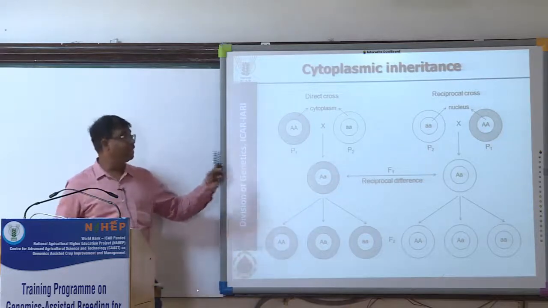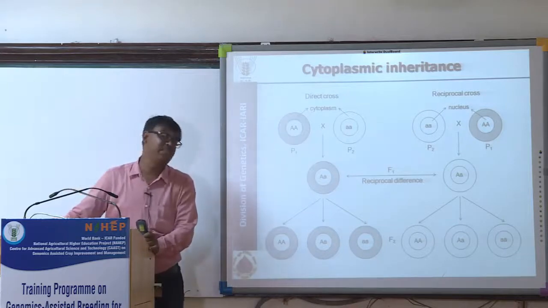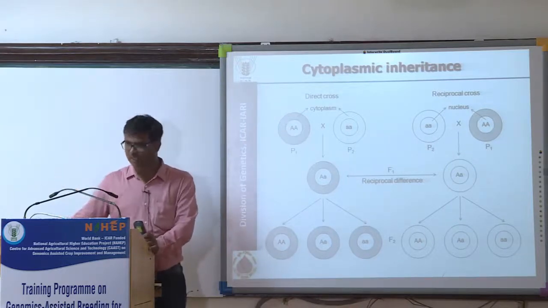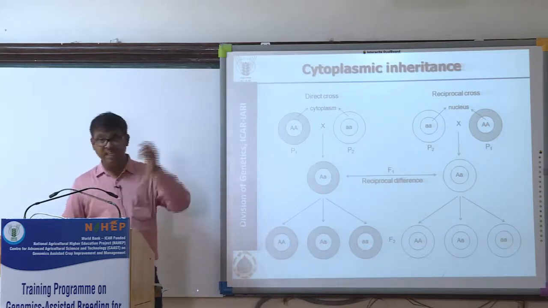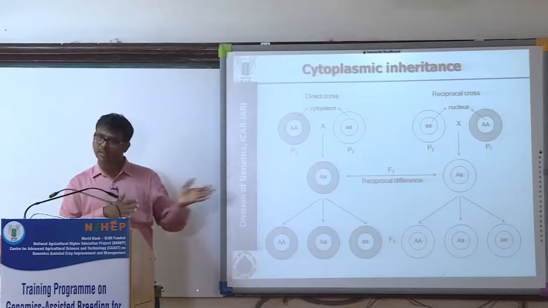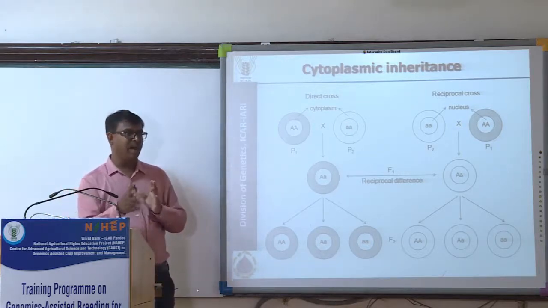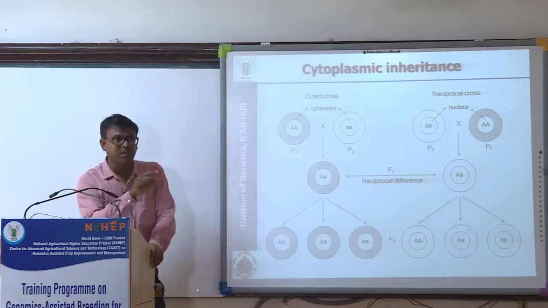So one of the classical examples of a trait which is governed by cytoplasmic inheritance in maize is male sterility. We know that there are TCS male sterile cytoplasms. What happens is, nowadays, earlier hybrids in maize used to be a three line system, that means A, B and R line system. But we all know the example of Texas cytoplasm, what happened to that?